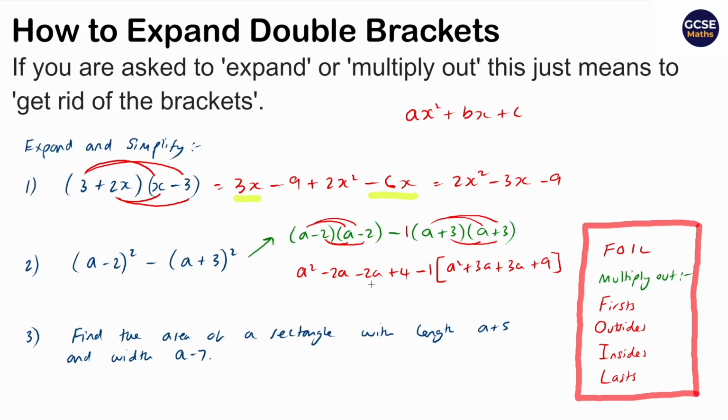So I'm going to simplify this over here. I have now got a squared minus 4a plus 4. Minus 1 times a squared is minus a squared. Minus 1 times 3a is minus 3a. Minus 1 times 3a is also minus 3a. And minus 1 times positive 9 is minus 9.